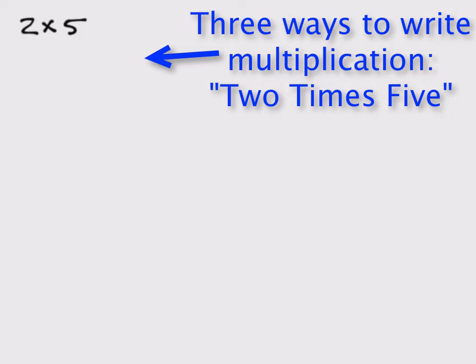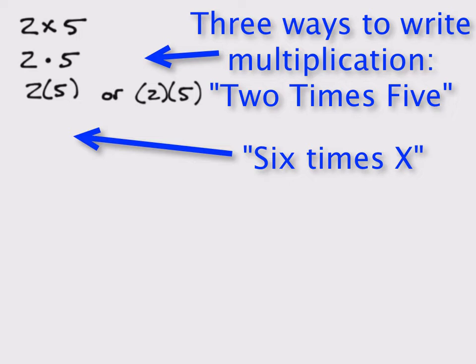Some other ways we can write it. We could also write 2 and then a small dot and then 5. And that also means 2 times 5. And a third way is we could write a 2 and then a 5 in parentheses right afterwards. And actually, you could put them both in parentheses if you want to. To be quite frank, this is probably the way that we're going to write multiplication more often than not. Now note, if we were going to be multiplying a number by a variable, so for example, 6 times x, we don't even have to write any symbol. We could just write a 6 and then an x. And that implies that we're multiplying 6 by the variable x.